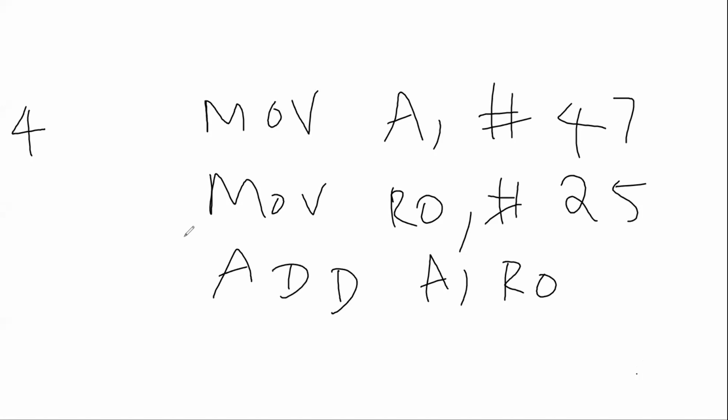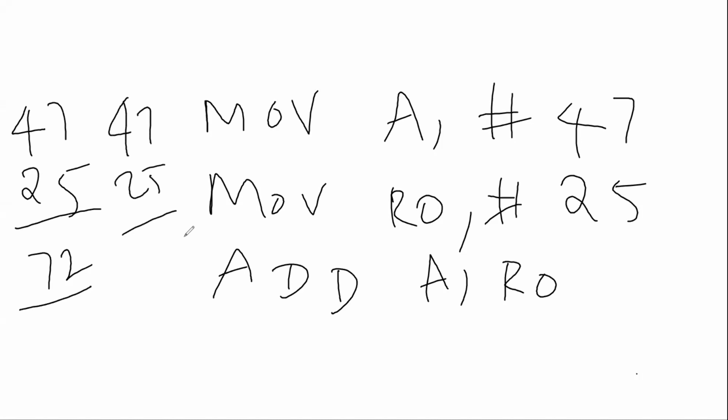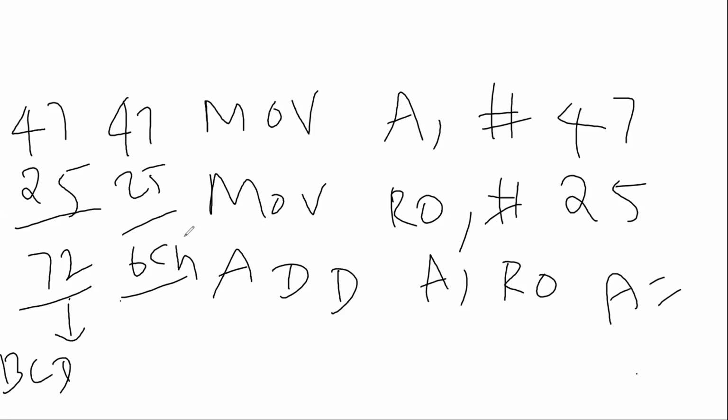You all understand? 47 plus 25, in normal BCD, it says 72. But in hexadecimal, what is the answer? 6C. Okay, 6C in hexa. 72 in BCD. So here, after adding this instruction, what is my accumulator value?